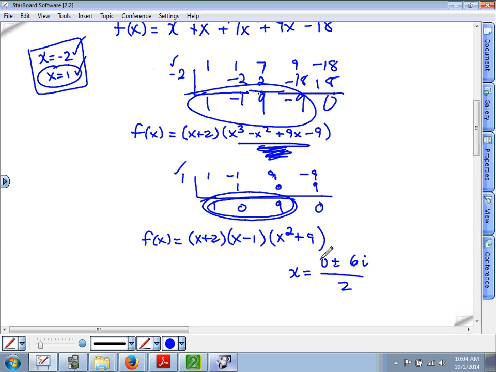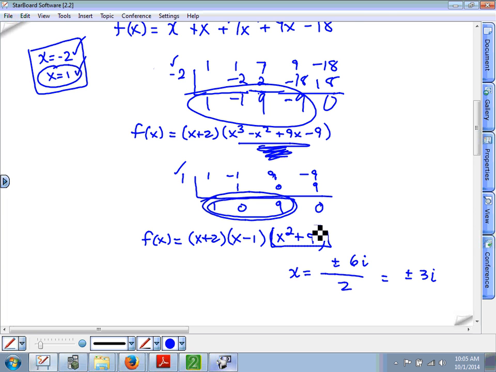Does this 0 really need to be here? It's kind of bugging me. I'm getting rid of it. And what's plus or minus 6i over 2? Plus or minus 3i. Now, this way will work using the quadratic formula. If it were me, though, I would rather do it this way.